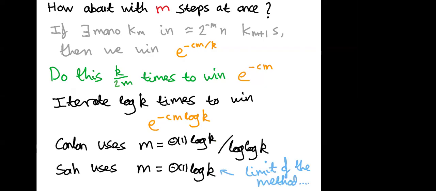And this is exactly the approach which Conlon managed to push through up to log k over log k, and, well, even further by Saar, we managed to do it for m of order log k, which there's sort of good reasons to say that's really the limit of what the method can give. Now, what is the method?